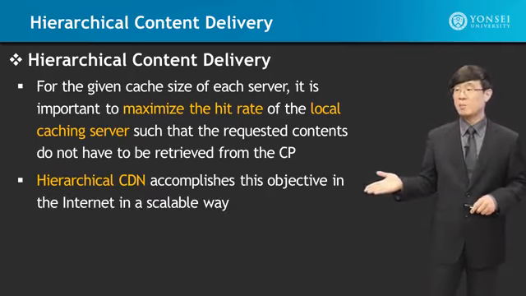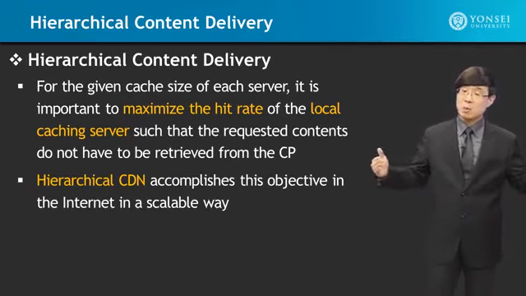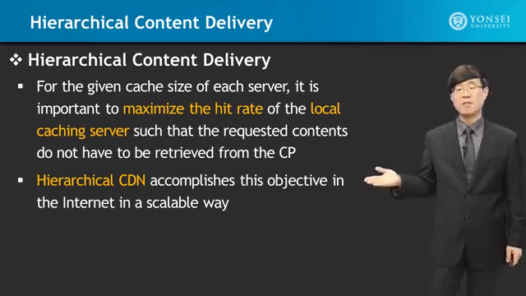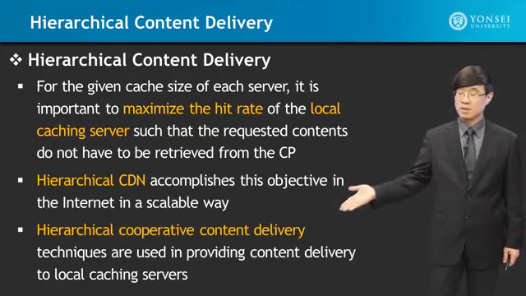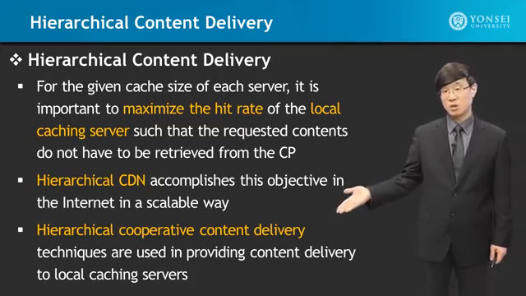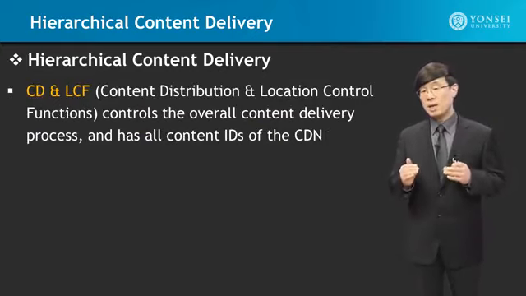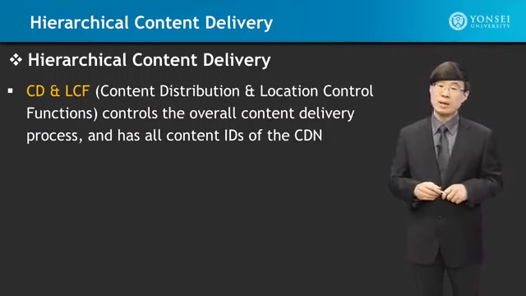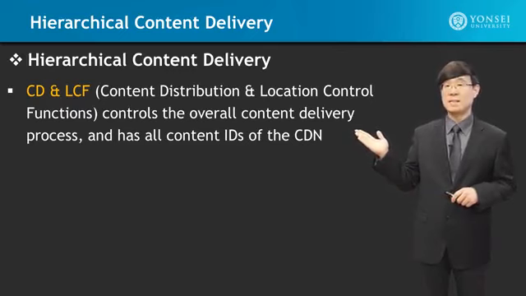Hierarchical CDN accomplishes this objective in the internet in a very scalable way, meaning that as you increase the number of users, it still maintains a very good performance. Hierarchical cooperative content delivery techniques are used in providing content delivery to local caching servers. And we'll study more on that. What are the main functional blocks that are used in hierarchical content delivery? We'll start with the CDN LCF.